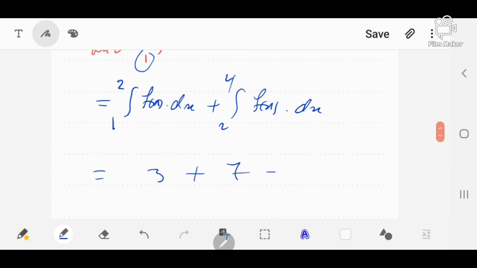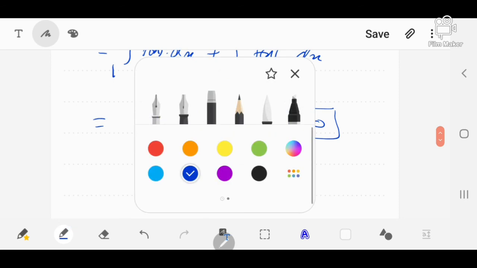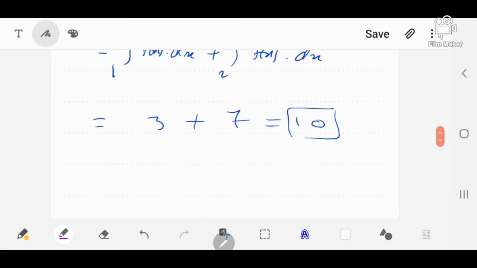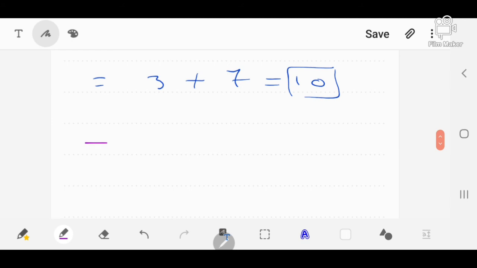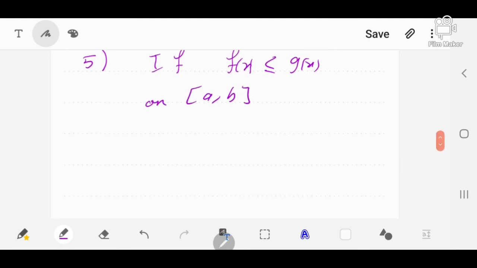These are 5 main properties. We still have one more property, which is a comparison property. What does the comparison property say? It says if f of x is less than or equal to g of x on a certain interval like a, b, then for sure the integration from a to b of f of x dx should be less than or equal to the integration from a to b of g of x dx. I'm talking about the same interval here.